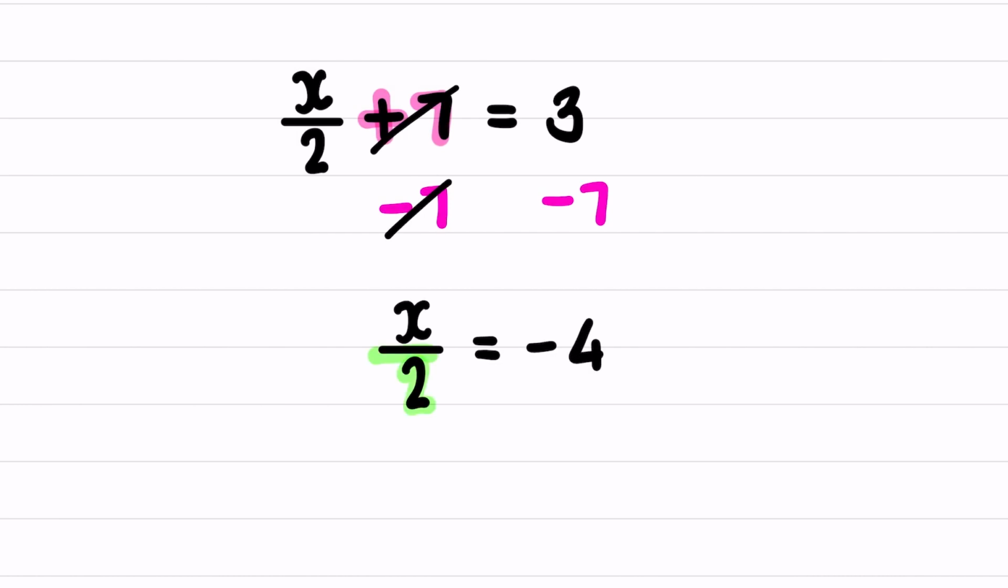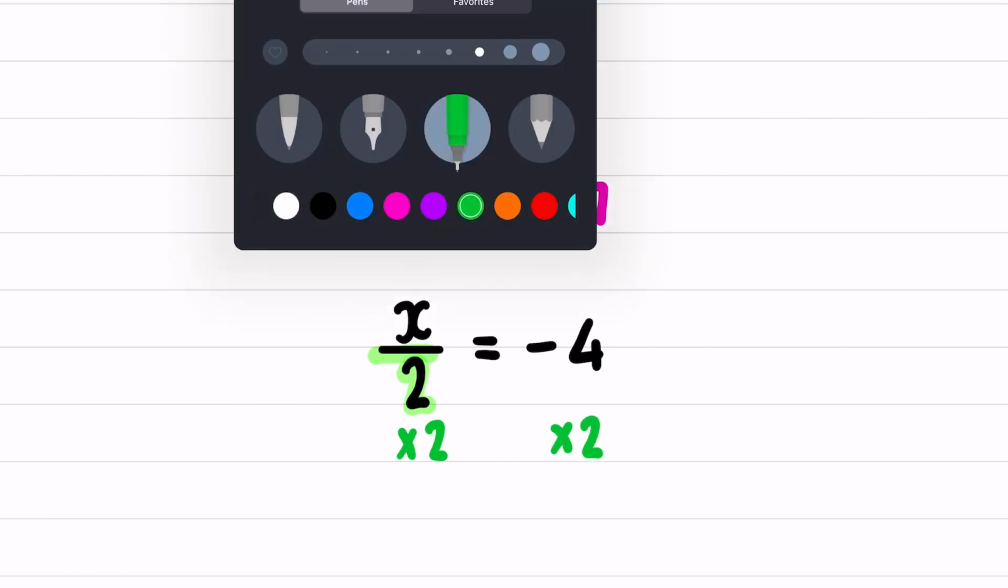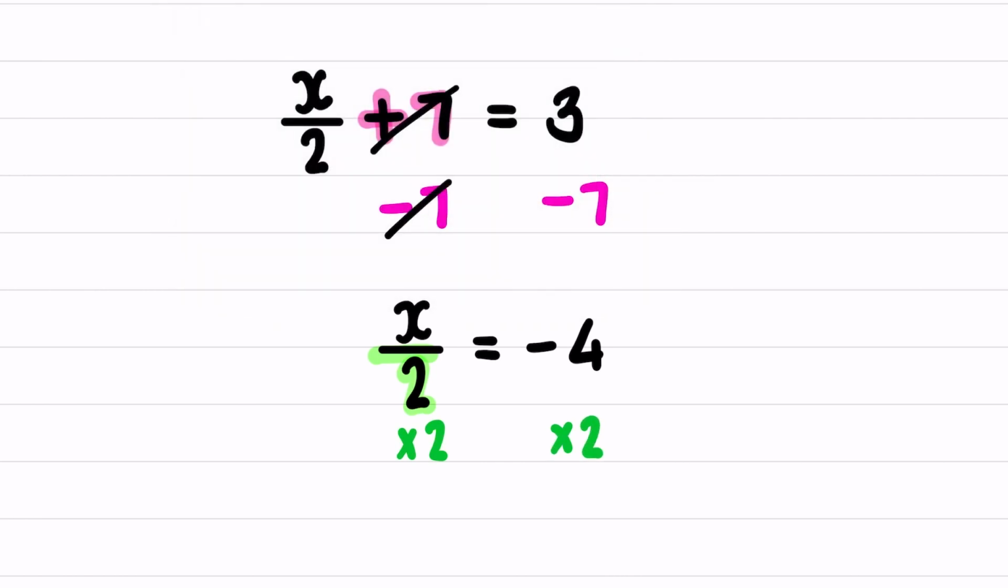So now what I can do is I can get rid of this divided by 2 by multiplying by 2. But remember it's an equation, so what I do to the one side, I'm going to do to both sides. So when I have x divided by 2 and I multiply it by 2, then I'm just left with the x on the left hand side equal to, on the right hand side I have a negative 4. Now remember, a negative 4 times a positive 2 is a negative 8.